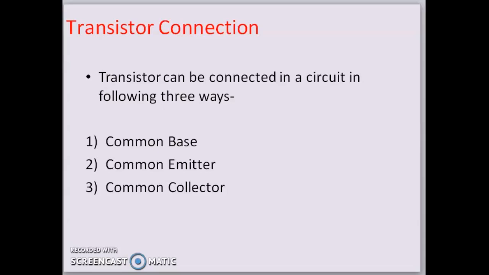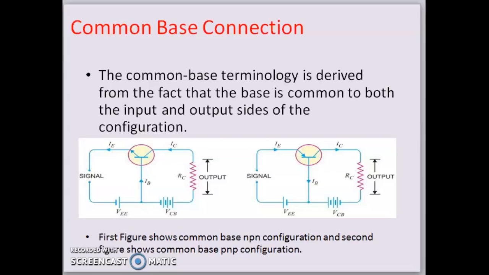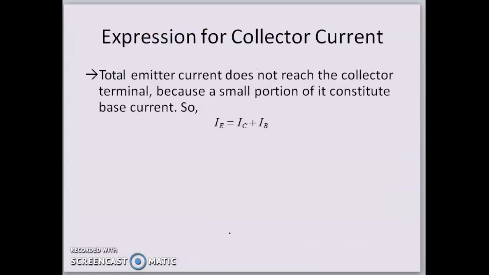How are the transistors connected? The transistor can be connected in a circuit in three ways: common base, common emitter, common collector. The first one is the common base connection. The common base terminology means that the base is common to both the input and output sides of the configuration. You can see in the first figure the common base connection for NPN, and here you can see the common base connection for PNP.